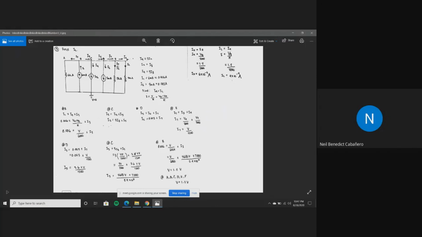So back to the given, I4 is just equal to 3ix. And as we can see here at node E, ix is just equal to I8, which gives us I4 equal to 3I8.